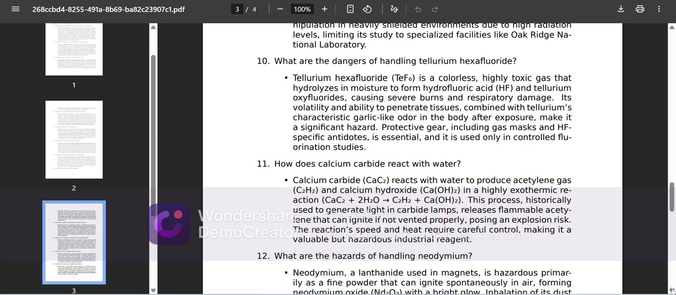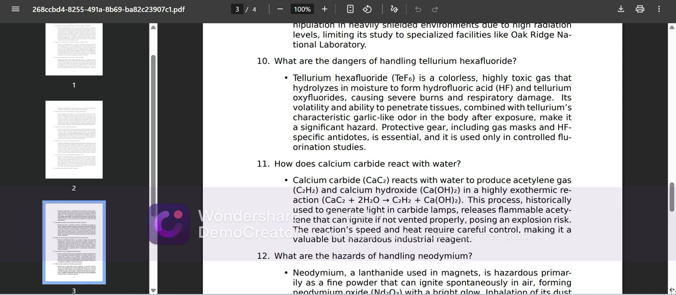What are the dangers of handling tellurium hexafluoride? Tellurium hexafluoride, TeF6, is a colorless, highly toxic gas that hydrolyzes in moisture to form hydrofluoric acid, HF, and tellurium oxyfluoride, causing severe burns and respiratory damage.